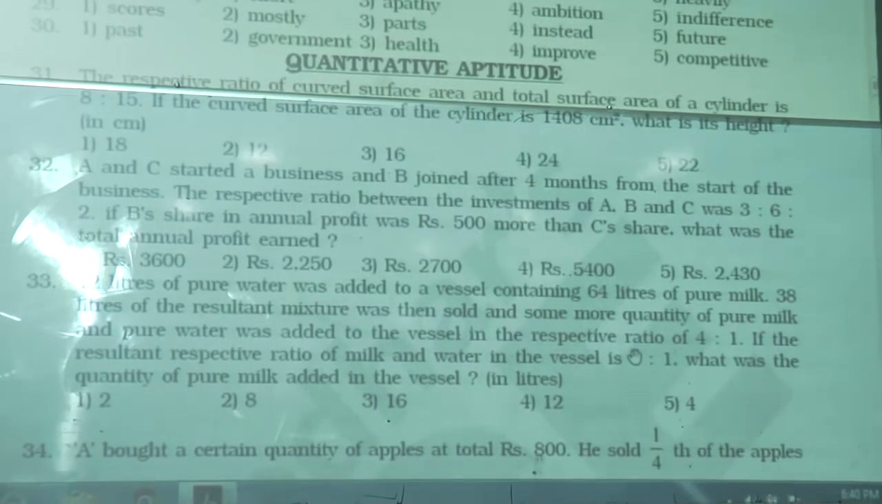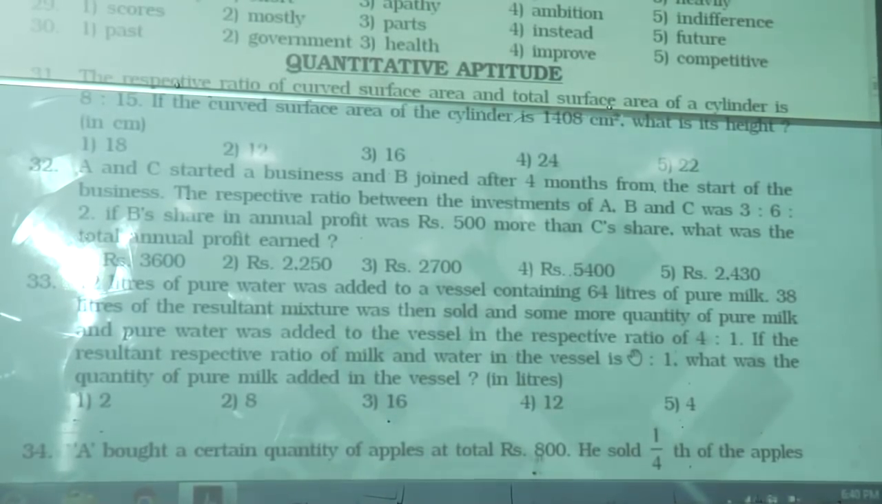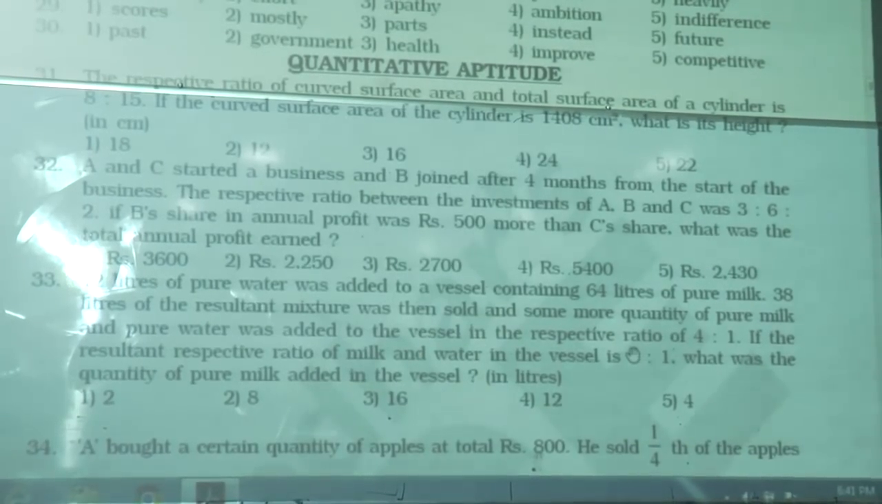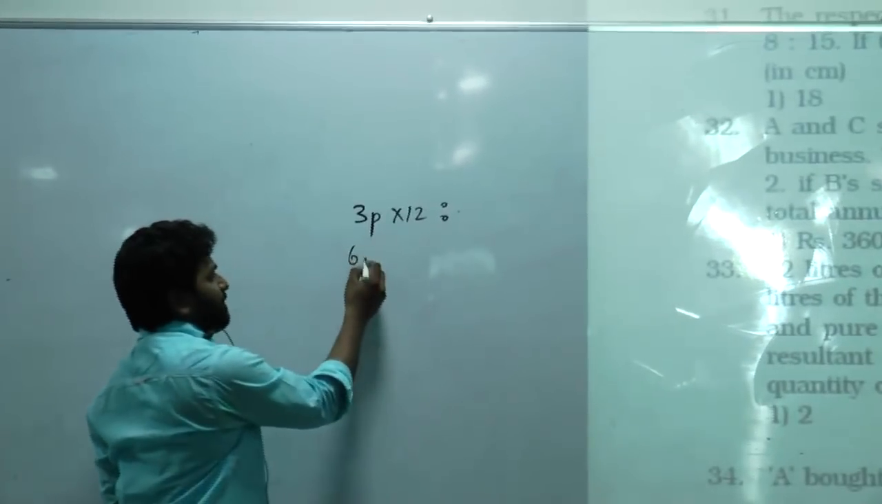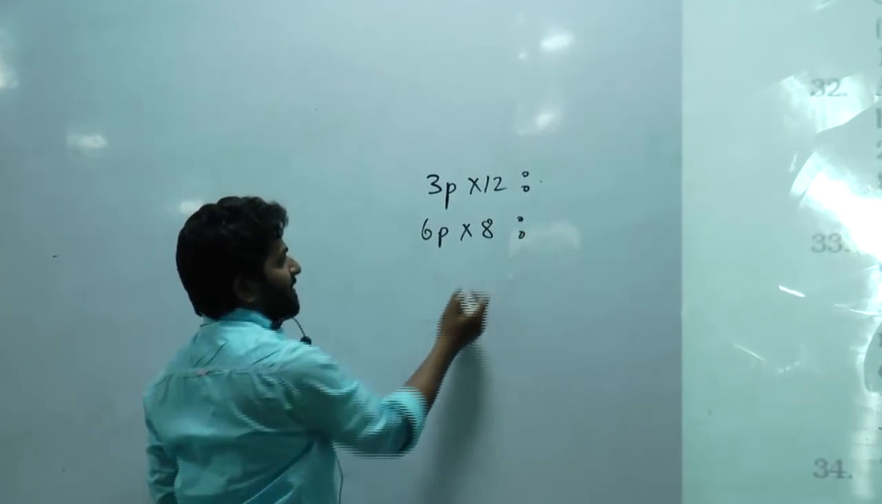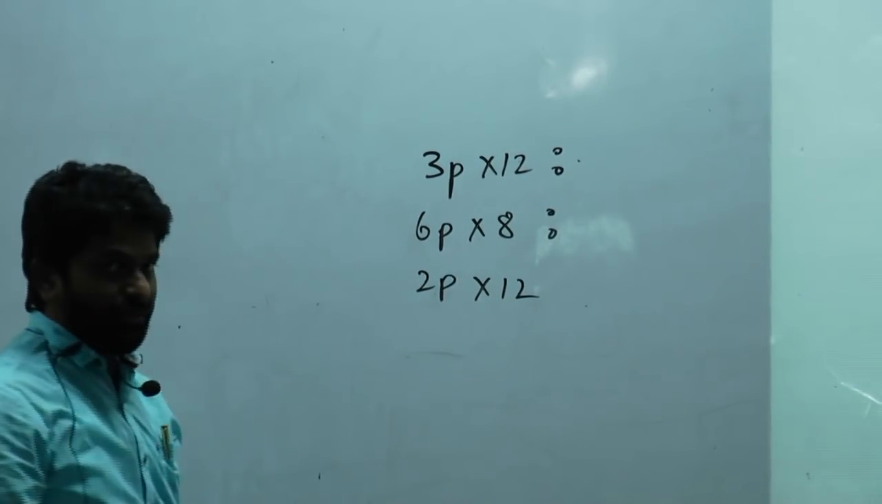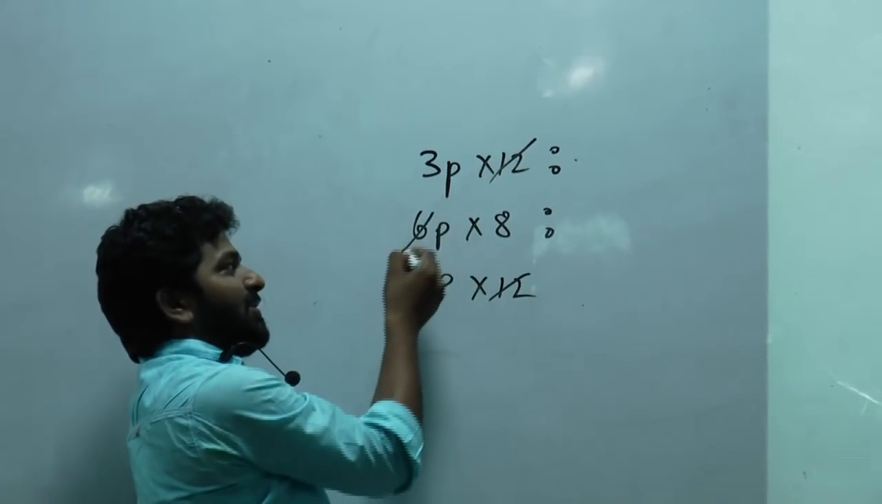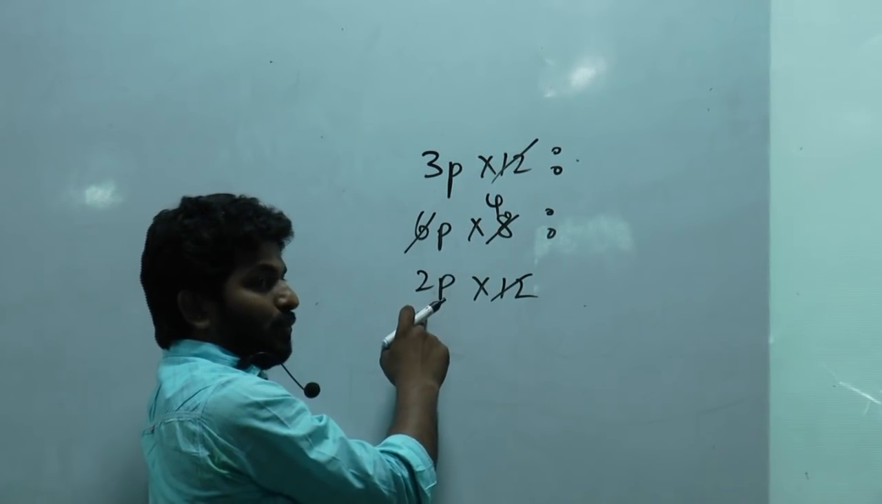First of all, you have to calculate the profit sharing ratio. 3 parts, 6 parts, 2 parts. B joined after 4 months, so he will be there for only 8 months. So A invests 3 parts for 12 months, B 6 parts for 8 months, C 2 parts for 12 months. Cancelling 12, 12, 12, 6 one time and 2 four times, the ratio becomes 3, 4, 2.